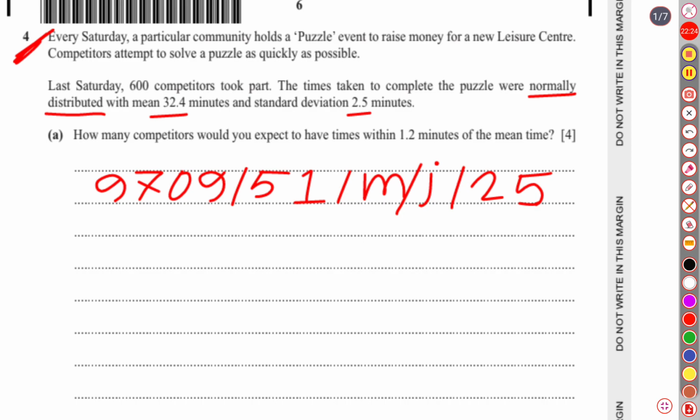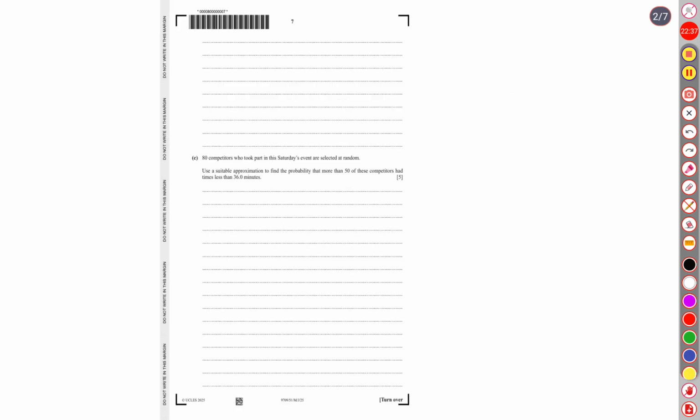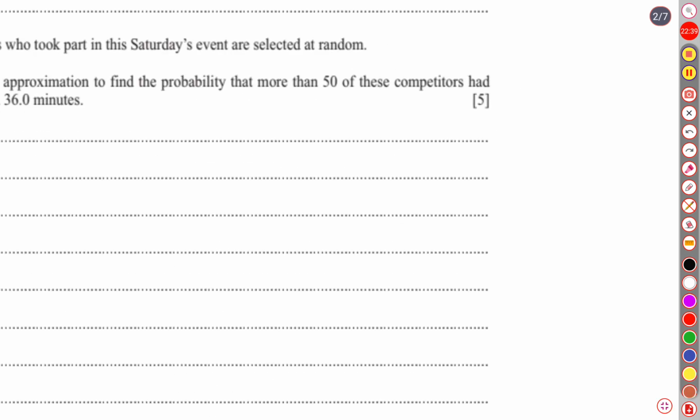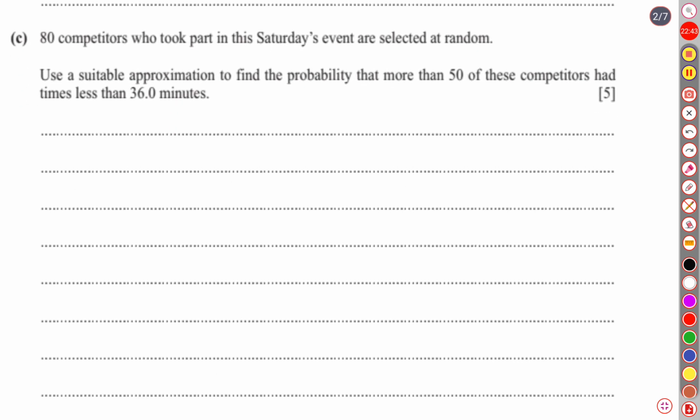Questions A and B don't belong to our concept of today. Our topic is different, that is approximation. So let us see question number C. Question C lies on the next page, which says 80 competitors who took part in this Saturday's event are selected at random. So our N is 80. Use a suitable approximation to find the probability that more than 50 of these competitors had times less than 36.0 minutes.